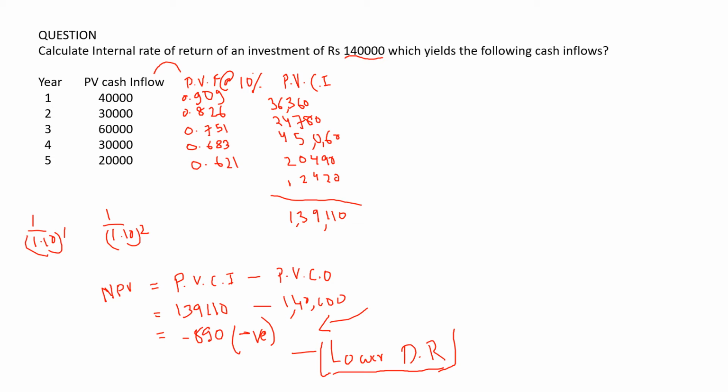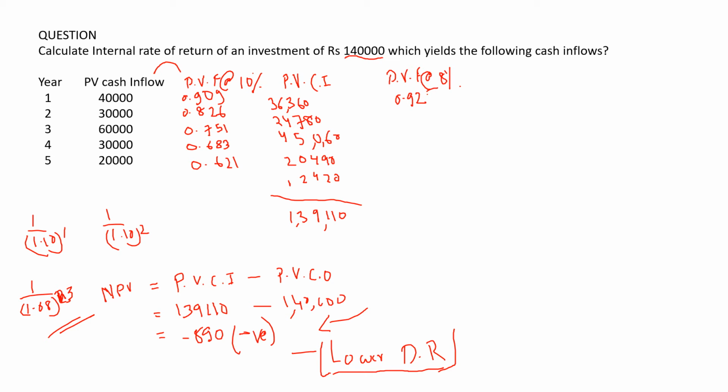So now we will be taking a lower discount rate. Understood why we have taken a lower discount rate? Because our NPV has come out to be negative. So this time let us take it as 8%. While finding the present value factor at the rate of 8%, again we will be using the formula 1 divided by 1.08 to the power n. The number of years, for the first year it will be 1, for the second year 2, for the third year 3, and so on. This we will be calculating.